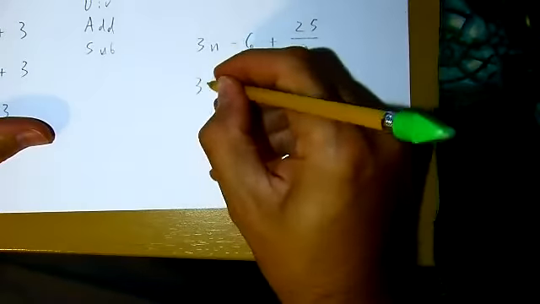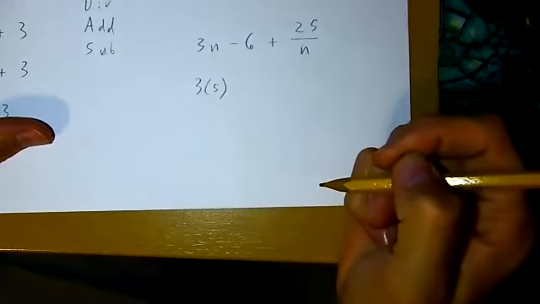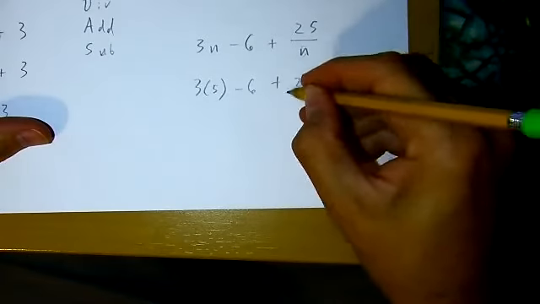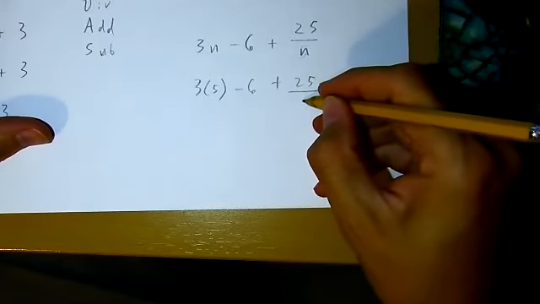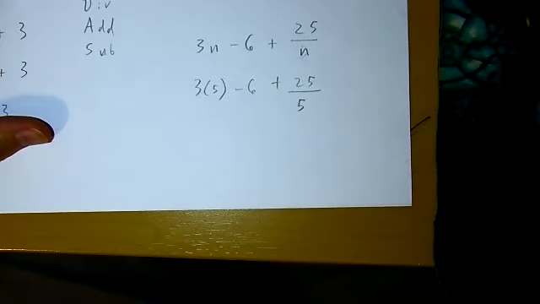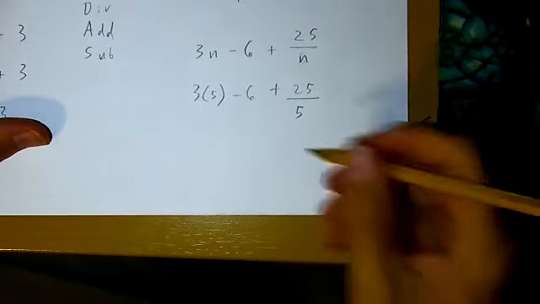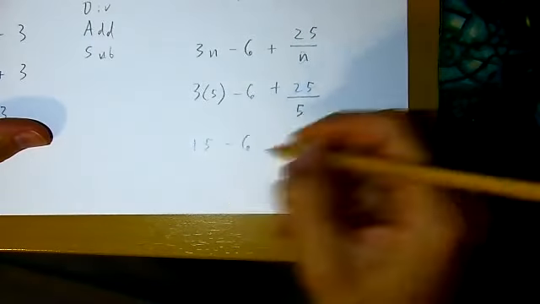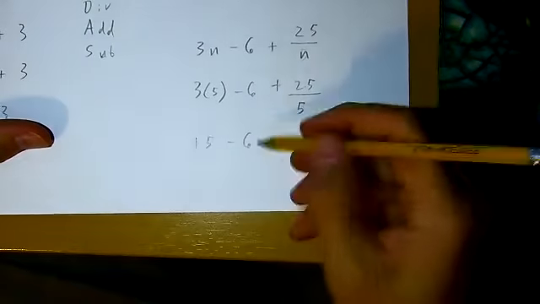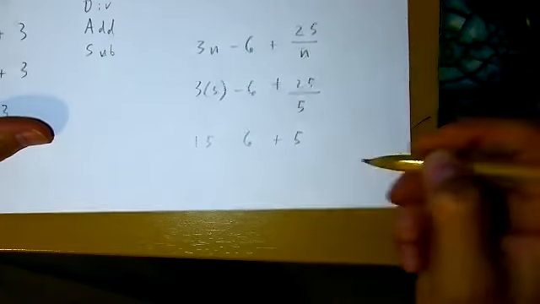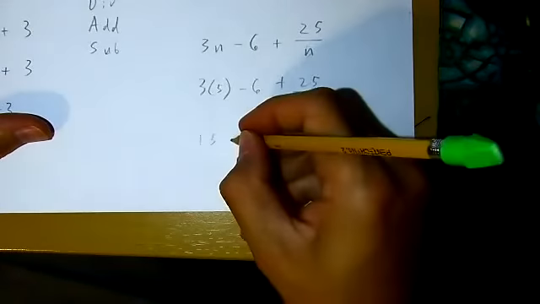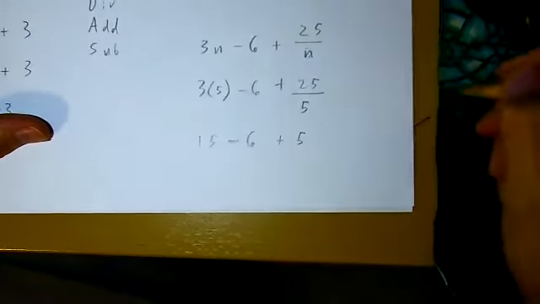So you'd have 3 parentheses 5 minus 6 plus 25 over 5. You can put this in parentheses, but it really doesn't do anything when it's by itself. So we do our multiplication and our division first. So 3 times 5 is 15, minus 6. 25 divided by 5 is 5. Now, this is where PEMDAS can lead you astray.